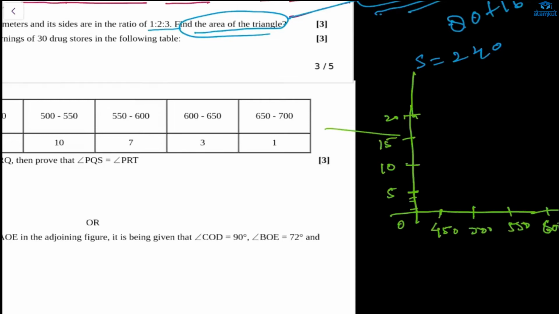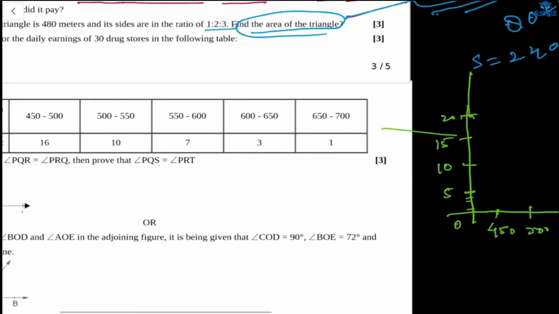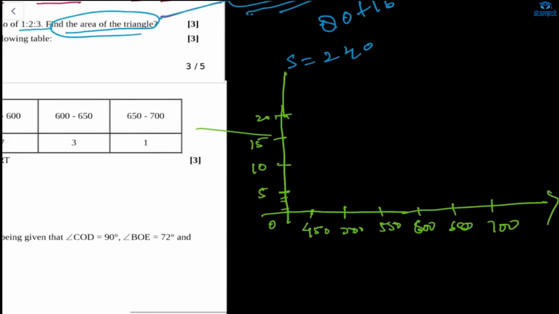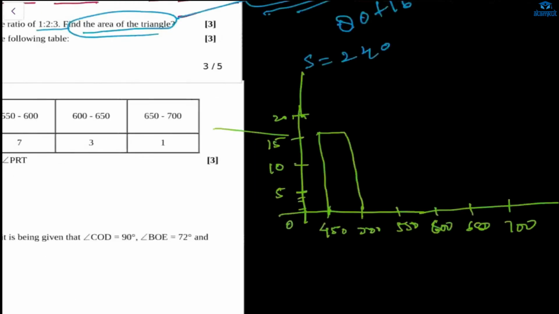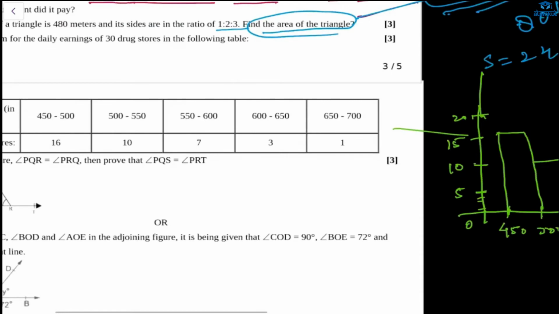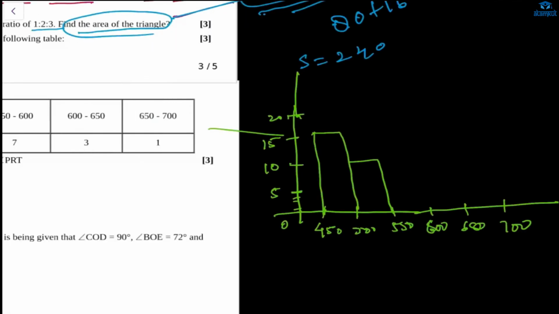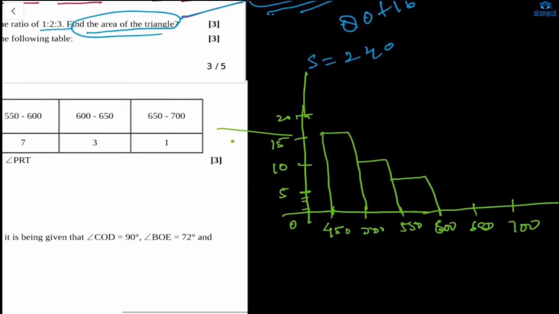Now for the first one, 450 to 500, it will be somewhere here. Then 500 to 550 it will be 10, so it will be here. Whenever you're making a histogram, it will be made jointly, so it will be lying somewhere here. Then 600 to 650 is 3, so 3 will be here, and then 1 will be just here. Okay, understood? Shazan, are you having doubt in this? No, any more doubt, ma'am?